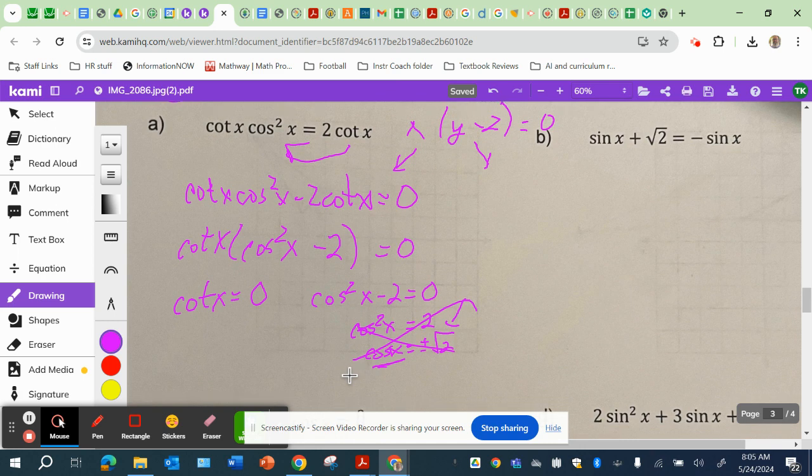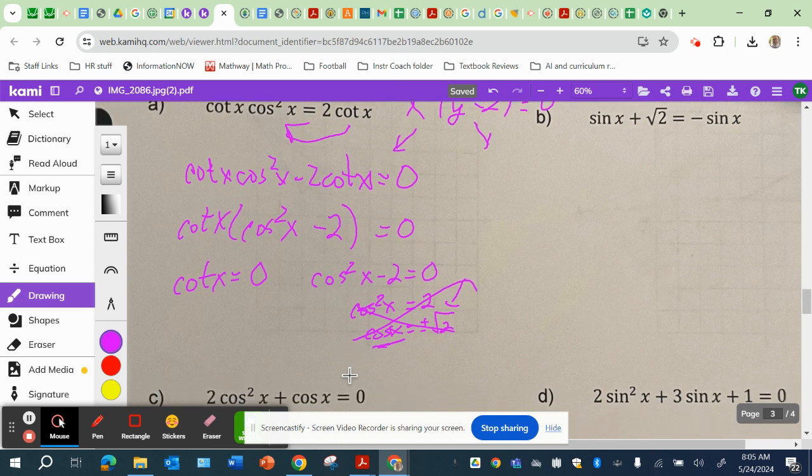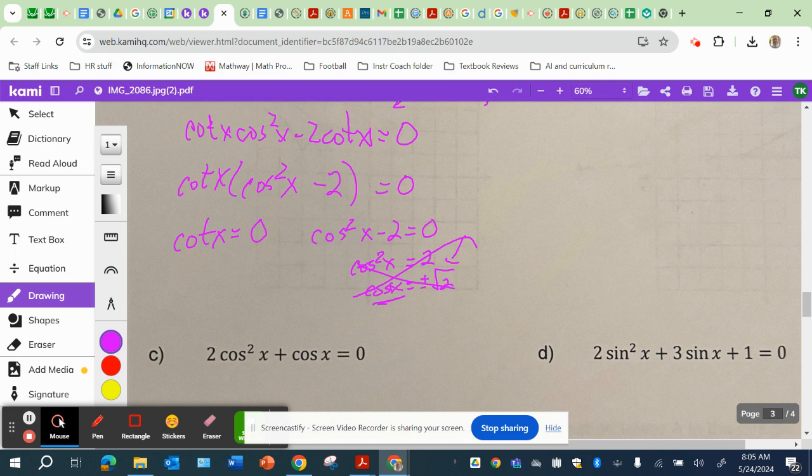So we want to find where the cotangent is equal to 0. So on your unit circle, the zeros are at the different coordinates here. And the tangent is y over x. So cotangent is x over y. So I want to see where x divided by y is equal to 0. So that would be at pi over 2, because 0 over 1, and 3 halves pi.